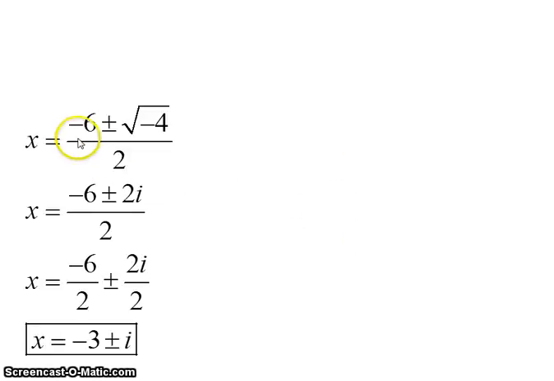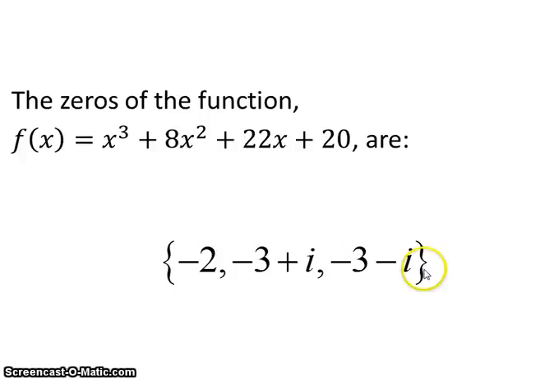So here we got the square root of negative 4. We simplify that to 2i. We just take out the negative, that becomes the i. The square root of 4 is 2. We can then separate this into two fractions that we can easily simplify. So it looks like our final two zeros for this function are negative 3 plus or minus i. So we can write them in set notation and just say that the zeros of our function are negative 2, negative 3 plus i, and negative 3 minus i. And that's all you have to do.